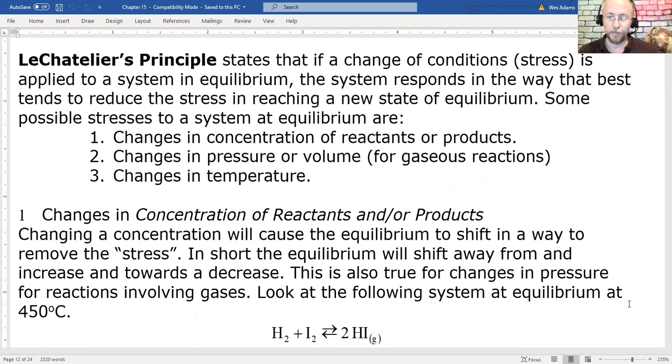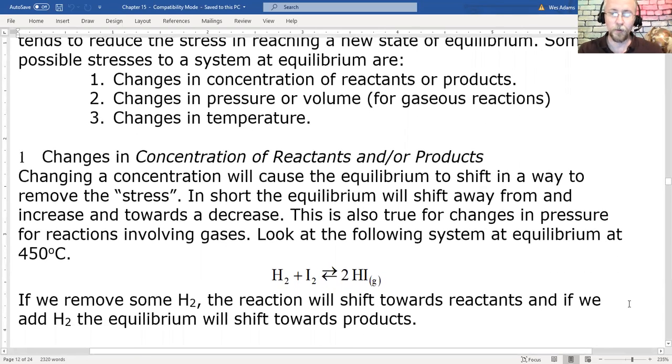So if we look at H2 plus I2 going to form 2HI at 450 degrees Celsius, if we remove some H2 from that reaction, then the reaction will shift towards reactants. If we add some H2, the reaction would shift towards products.